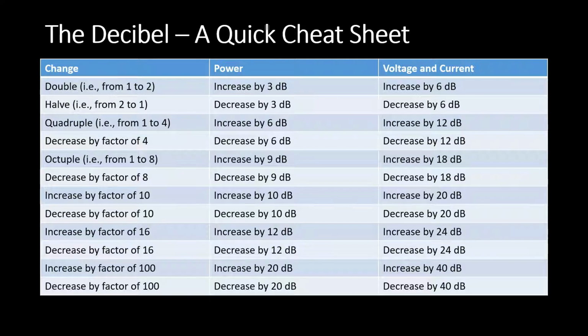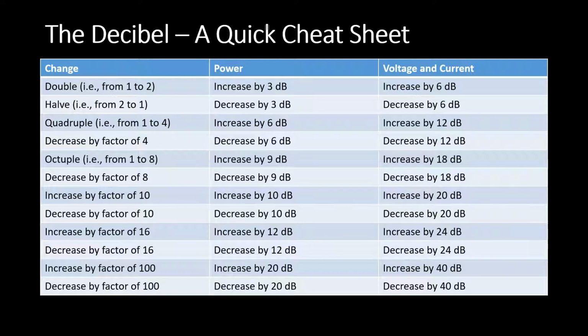So spend a few minutes looking at this table and try to understand just a little bit of how the doubling works and then how the factor of 10 works. And if you have the doubling and the factor of 10 figured out, the rest of the stuff should be pretty simple as far as the decibels.